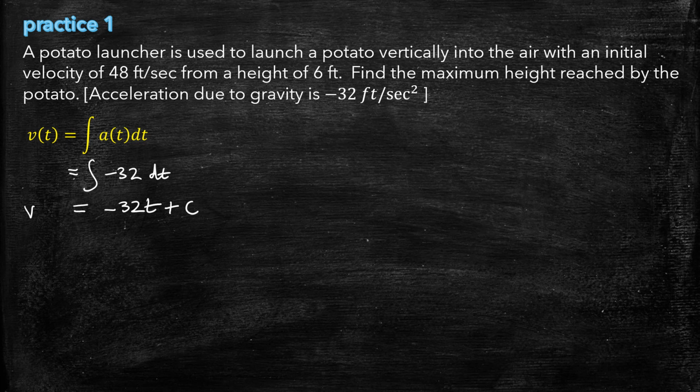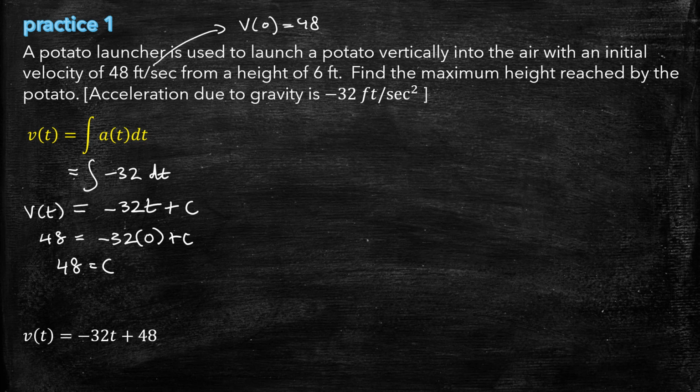And here we have a piece of information. We need to find c. So to find c, we have to know some fact about velocity. And we have that up here, which is that the initial velocity, i.e. v of 0, is equal to 48. So that allows us to plug in 48 here. And of course, t is 0. And it gives us that c is 48. And now we have an equation for the velocity of this potato.